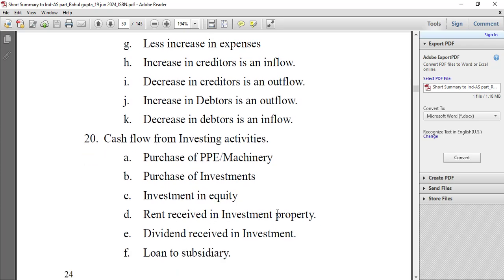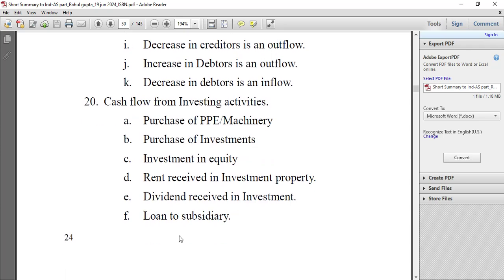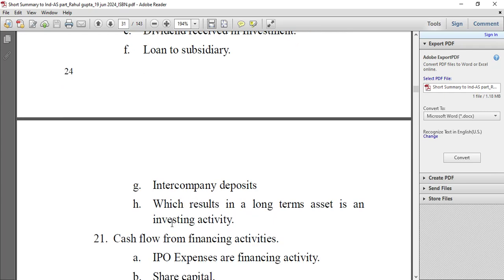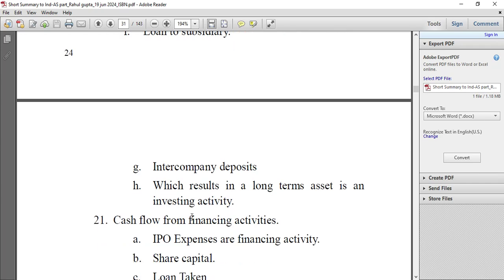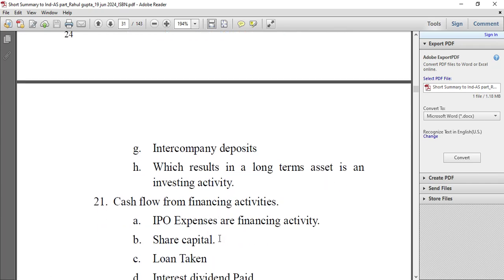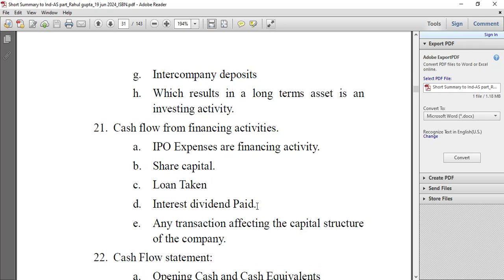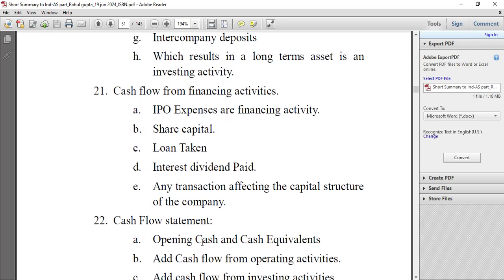Cash flow from investing activities: purchase of PPE, machinery, purchase of investments, investment in equity, rent received on investment property, dividend received on investment, loan to subsidiary, intercompany deposits which result in a long-term asset. Cash flow from financing activity: IPO expenses, share capital, loan taken, interest and dividend paid, and any transaction affecting the capital structure of the company.